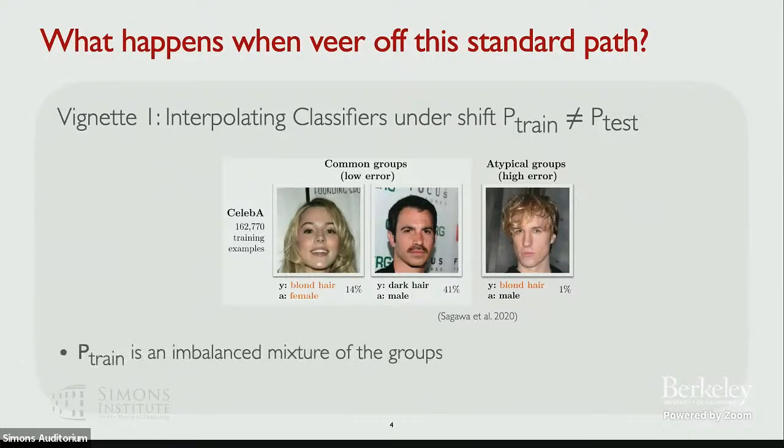So usually your training set is an imbalanced mixture of these groups. However, you could think of a situation where, in fact, the test set is such that it's a uniform mixture over all of these groups. So you can see during test time, you could equally likely see a sample from each of these groups.